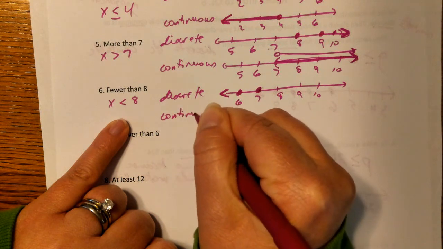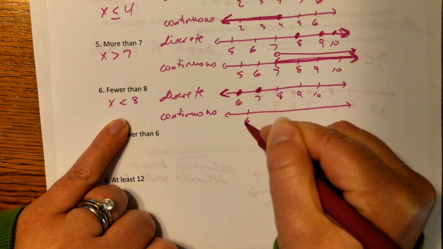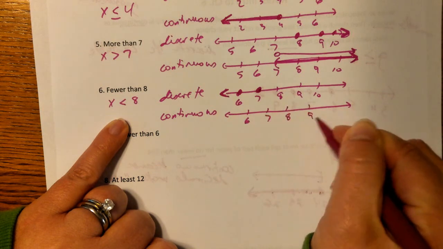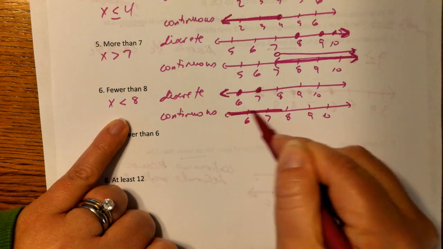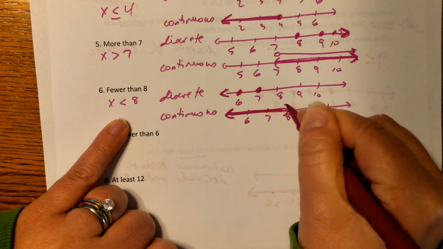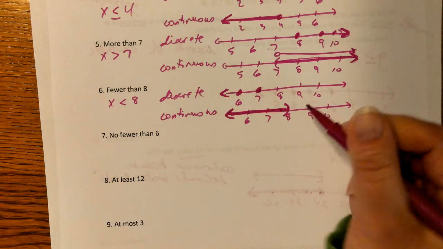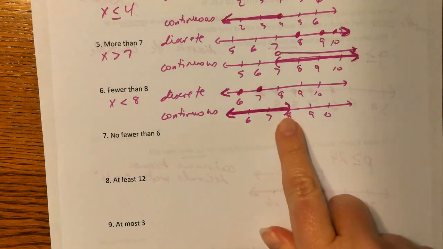For the continuous, I'm coloring the line as well because it could have a decimal or a fraction. And I'm either going to put a parenthesis on the 8, that's how my math lab does it, or you could put a hollow dot on the 8. Either way is okay with me. My math lab puts the parenthesis.